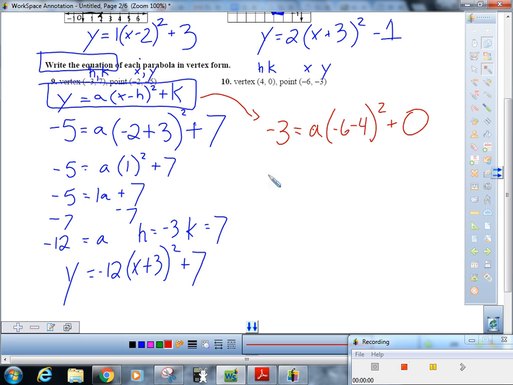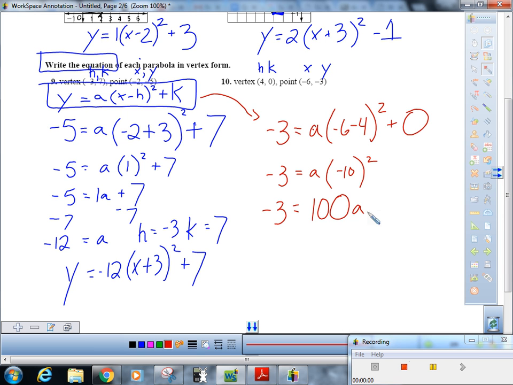So I get negative 3 equals a times a negative 10 squared. The 0 is gone. Do you know that a negative times a negative is a positive? Of course you do, but many of you are going to forget that negative 10 squared is positive 100. And keep in mind, if you put that in your calculator, I bet you'll get it wrong, because your graphing calculator knows order of operations, and it's going to square the 10 and then multiply it by a negative. So be careful. You get negative 3 equals 100a.